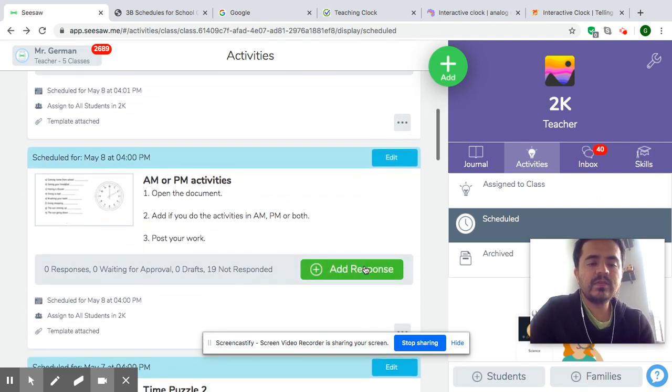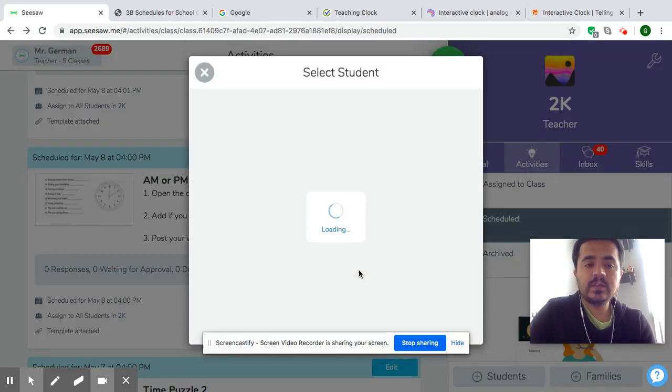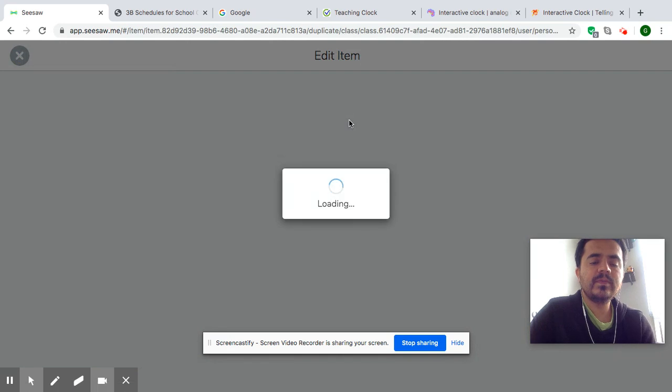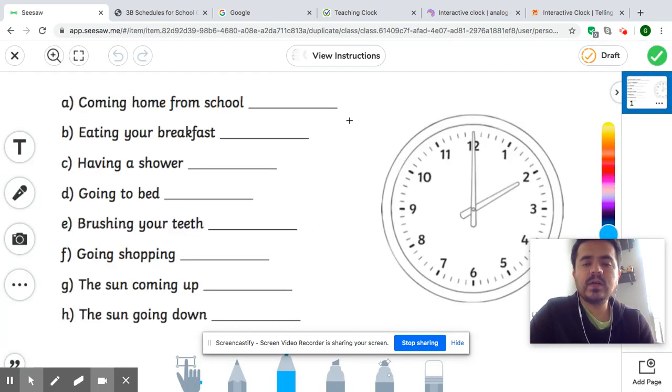And the second activity is called AM or PM activities, okay? This one is a little bit more specific. In this one, you're going to practice a little bit about telling the time, okay? So what do you guys need to do? You're going to read every single sentence. For example, take a look at the first one. Coming home from school. Now, do you do this in the AM or in the PM period of time? Most of the time, we do this in our PM period of time. So I'm going to write here PM.